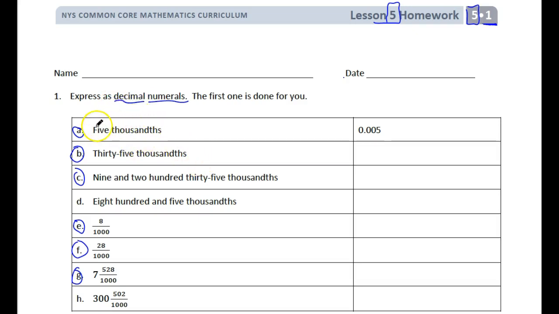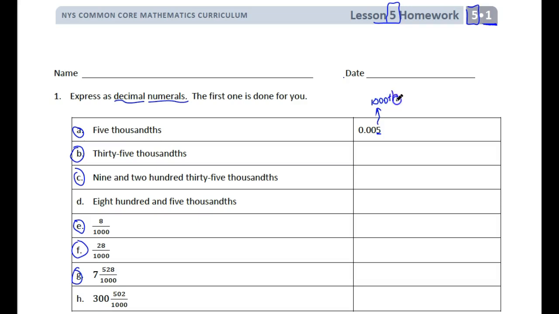So let's look at the very first example they gave us. This one says 5 thousandths. So we know it's going to have a 5 in it, and we also know it's going to land in the thousandths place. So this is the thousandths place.